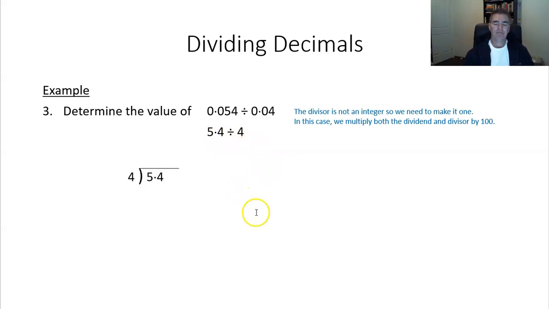So let's set up our algorithm. 4's into 5 go once, remainder 1, decimal points lining up. 4's into 14 goes 3 times, and then I've got a remainder of 2. I'm going to write my remainder of 2 there, but there's no digit afterwards, so I'm going to put a 0 in there. Now we go 4's into 20, and that goes 5. So now what we get is 0.054 divided by 0.04 ends up being 1.35. So it's fairly straightforward once we make this divisor an integer. It becomes quite simple then.